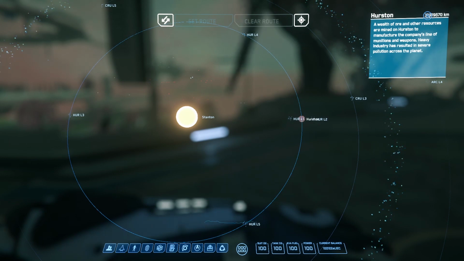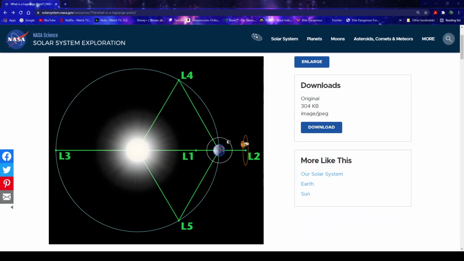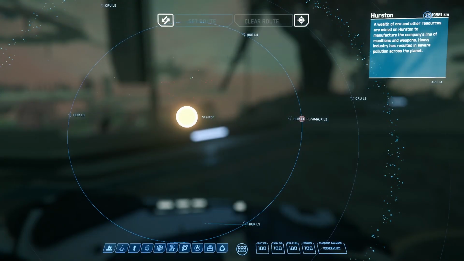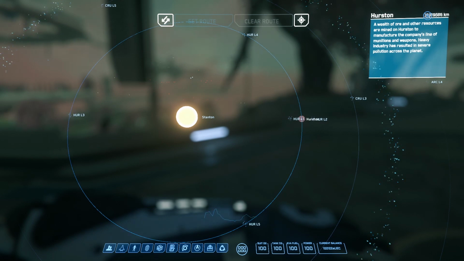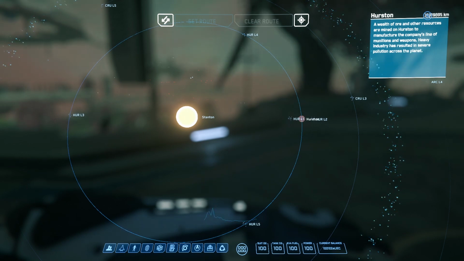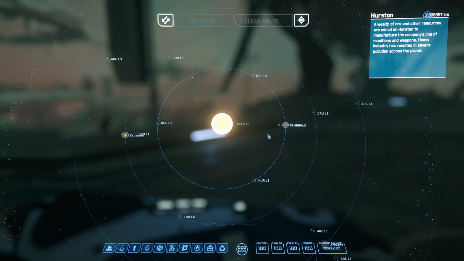And if we take a look at the website again, you can see the L4 and the L5. So that's exactly what we're seeing in the map here, okay? L1, L2, and then L3 on the other side, and then L4 up here, L5 down here. So these are basically the Lagrange points of the planet Hurston with the star Stanton. And you'll see that same pattern repeated.